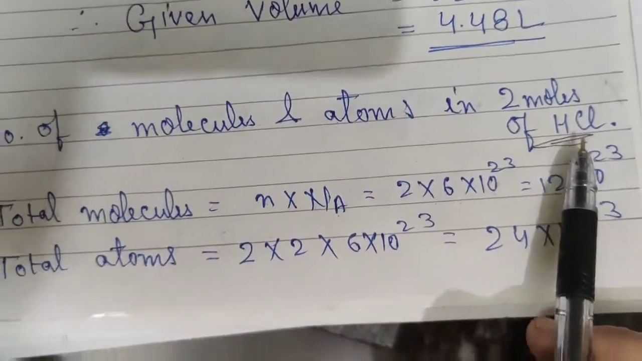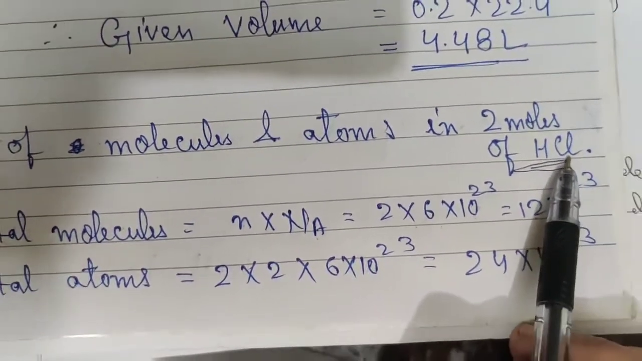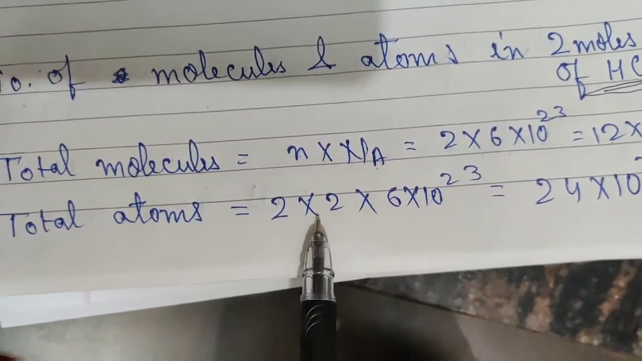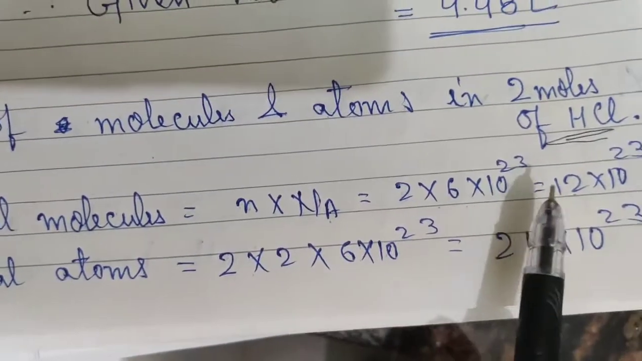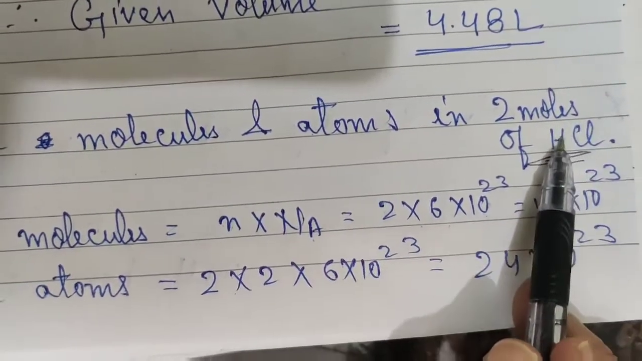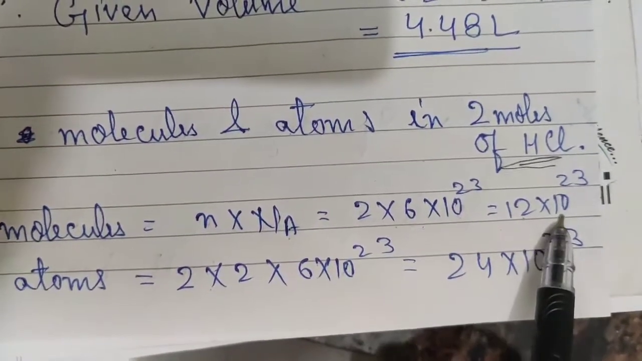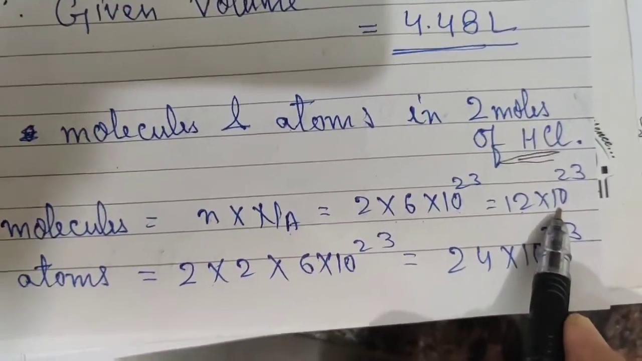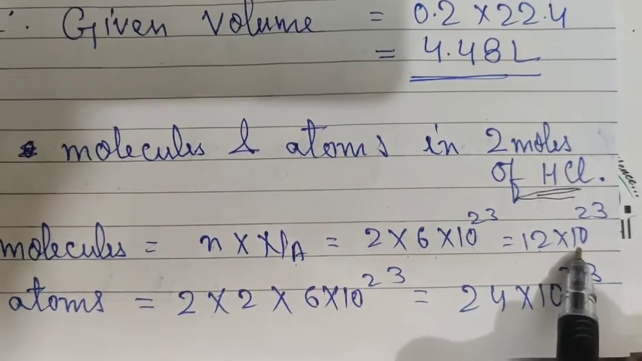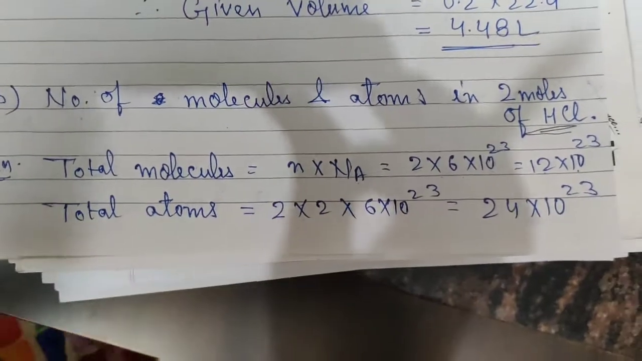So obviously, to find the total number of atoms, the molecules will first be multiplied by 2. Here, to find the total number of atoms, I have multiplied the molecules calculated in the first case with the number of atoms. If one molecule has 2 atoms, then obviously 12 into 10 raised to the power 23 molecules will be multiplied by 2 to obtain the total number of atoms in 2 moles of HCl. So this is how we find the atoms and molecules.